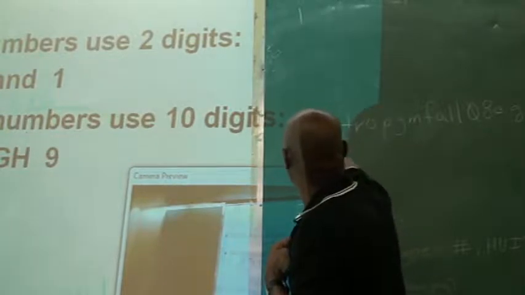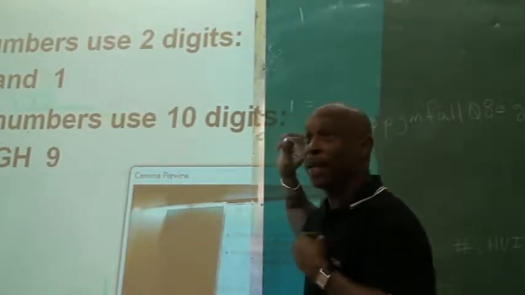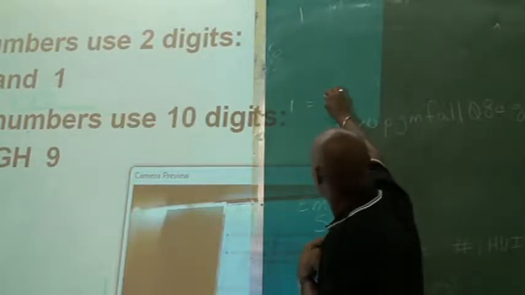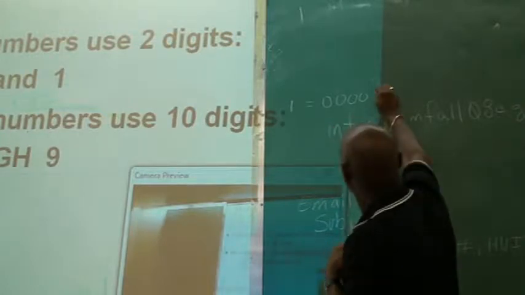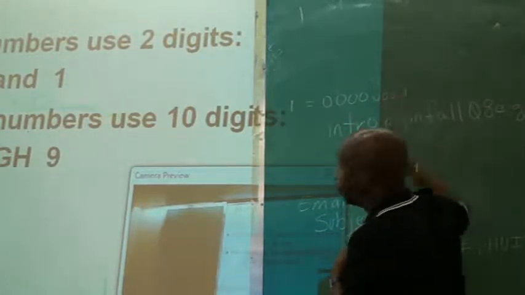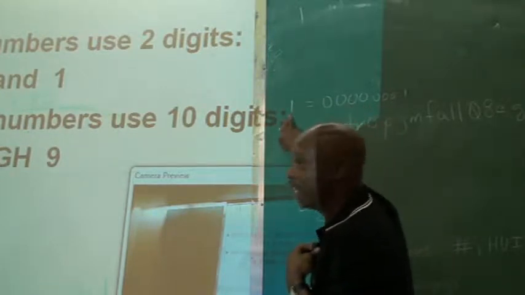So if we were to represent the number 1 in a binary coding system in 1 byte, it is 7 zeros followed by a 1. This is a binary representation of our decimal number 1.